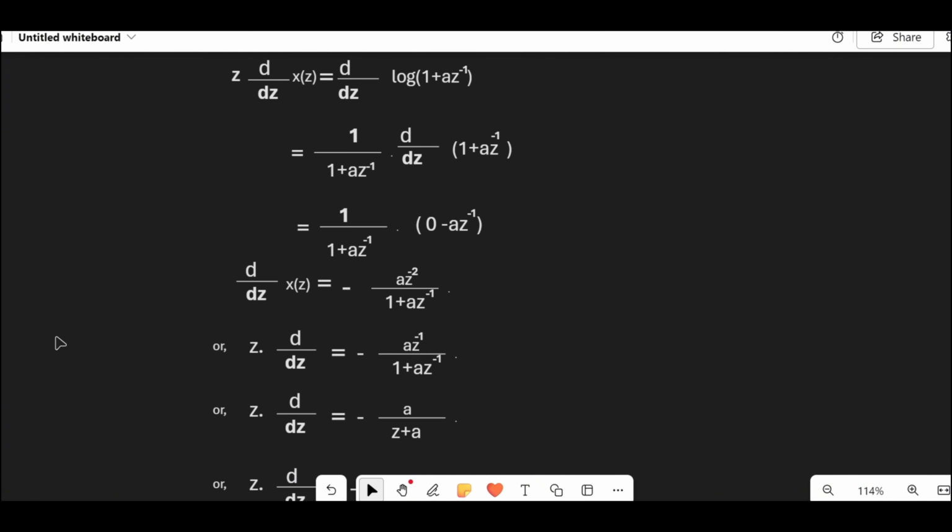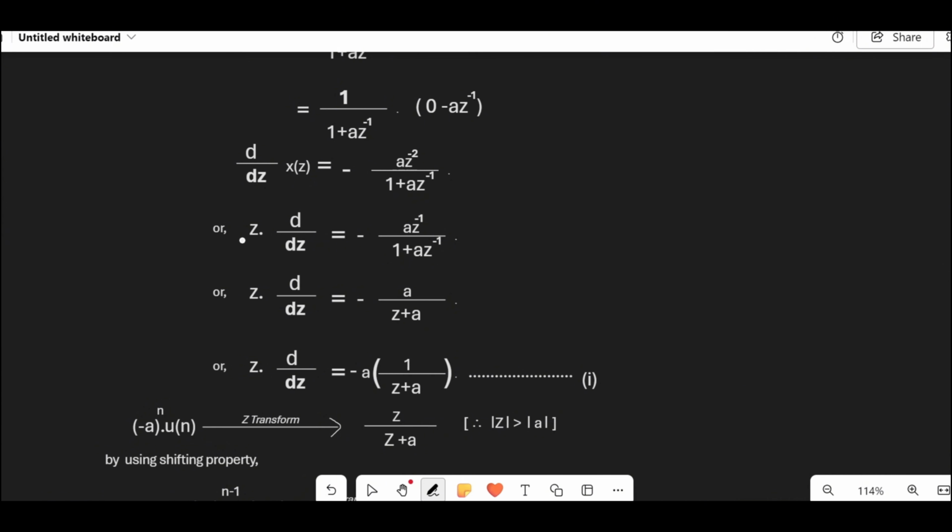Multiplying both sides by z, we get z into d/dz of X of z equal to minus a into 1 by z plus a. Let this be equation 1.